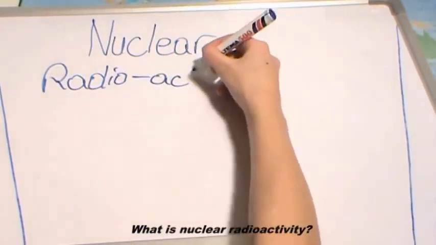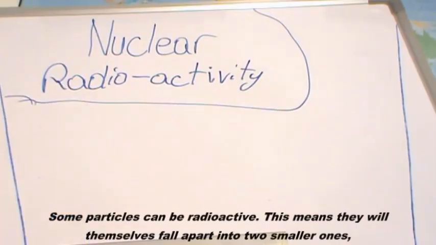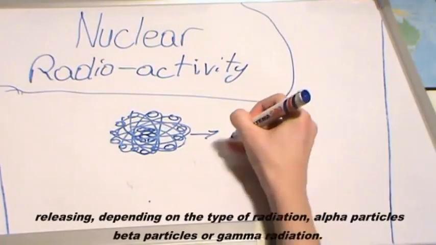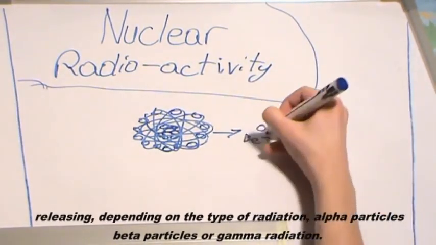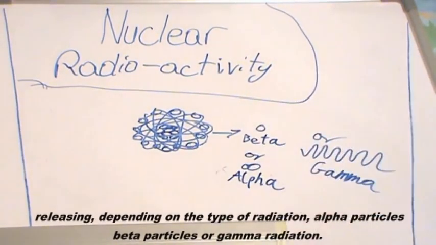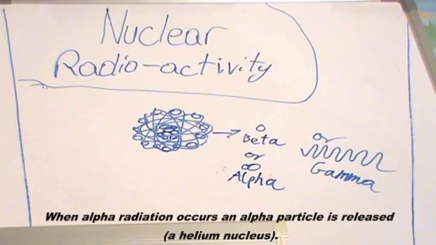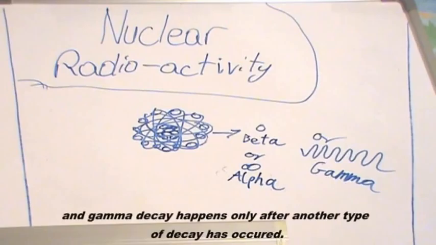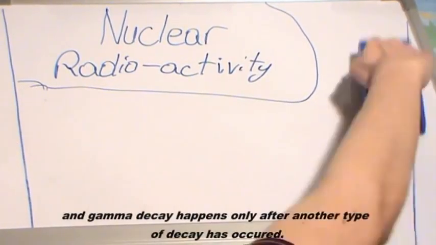What is nuclear radioactivity? Some particles can be radioactive. This means they will themselves fall apart into two smaller ones, releasing, depending on the type of radiation, alpha particles, beta particles, or gamma radiation. When alpha radiation occurs, an alpha particle is released, the helium nucleus. When beta radiation occurs, it emits an electron, and gamma decay happens only after another type of decay has occurred.